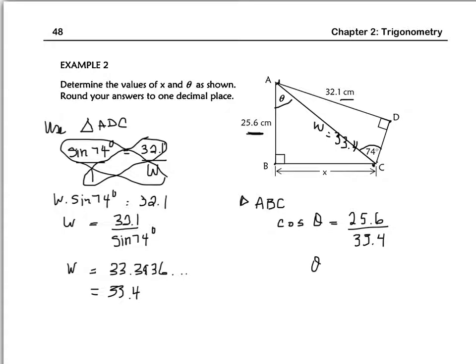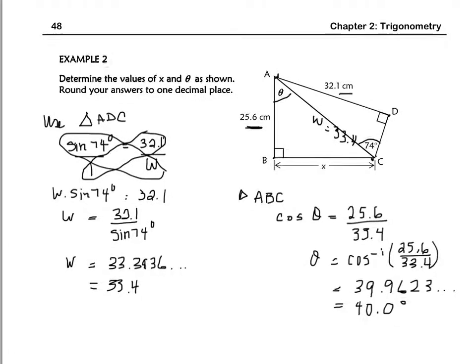So then the angle would be inverse cos of 25.6 over 33.4, which would equal approximately 39.96 and so on. So that's about 40 degrees. No, it says to round to the nearest decimal. Well, it will be 40 when I round that off to the nearest tenth.